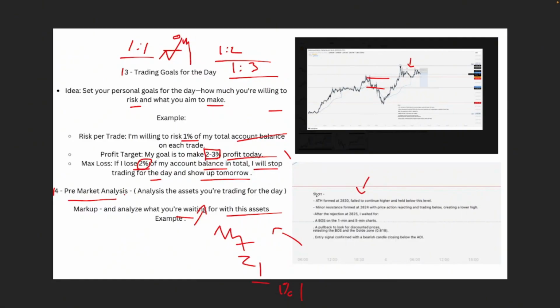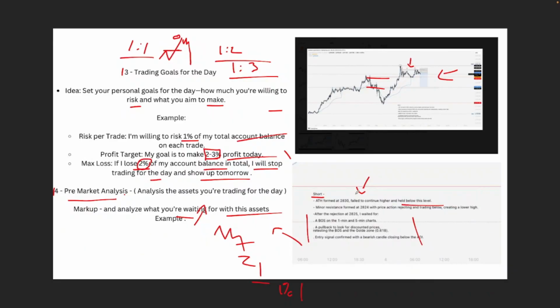So for example, I'm looking for shorts. Why? All-time highs formed at 28.30, failed to continue higher and held below this level, right? So that's one confirmation there. Minor resistance formed at 28.24 with price action rejecting and trading below, creating a new lower high. That's another note, and then it continues going on. This is pretty much having notes, having your market analysis, so the trade makes sense.